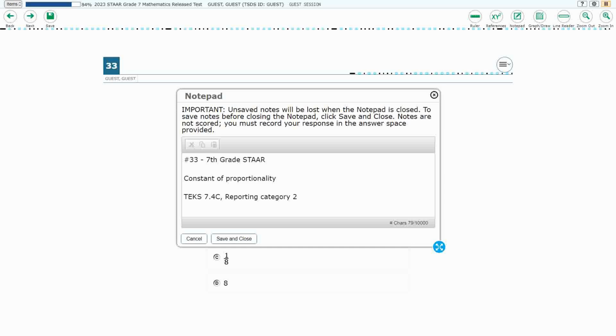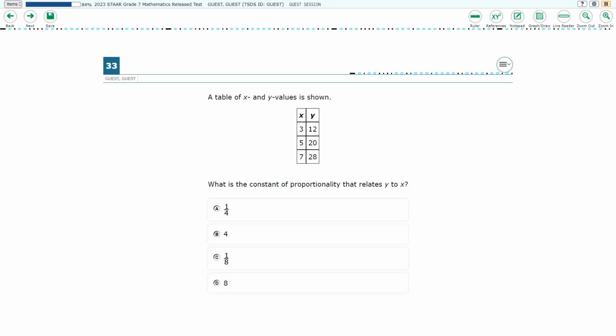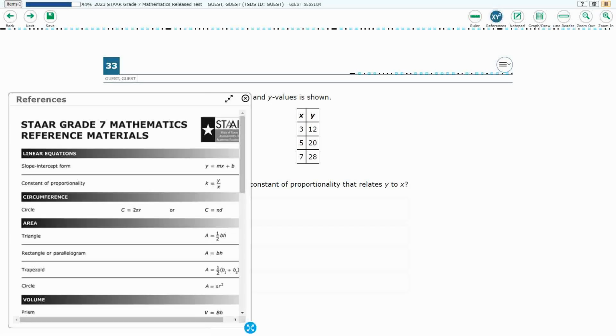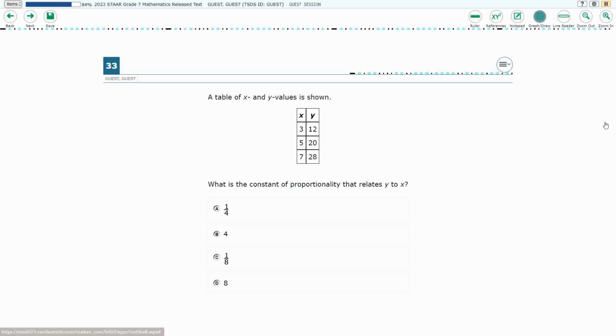This is TEKS 7.4C in reporting category 2. It literally says we have a table here. We need to find the constant of proportionality that relates y and x. Take a look at our reference materials. It lists k equals y over x, and that k is the constant of proportionality. So let's do what the reference material says.